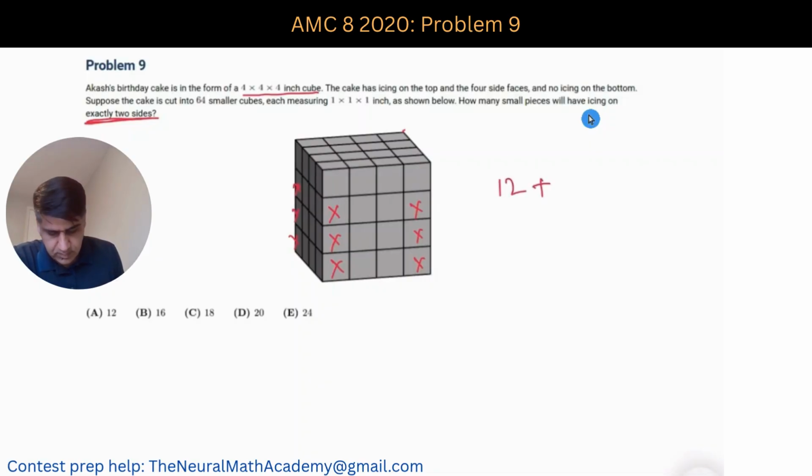Plus I will have 1, 2, 3, 4. So I will have 4 more cubes. And I will also have this and these. So 4 from here. So the total cubes that I will have with 2 faces having icing are 20 in total. So the answer is D for this problem.